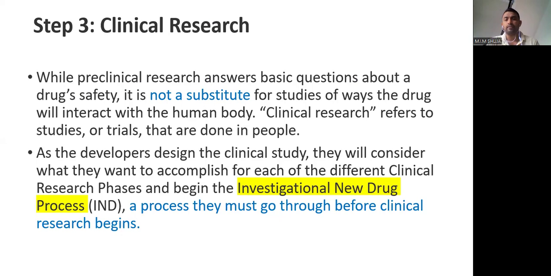So this process we call the investigational new drug process. It is a process they must go through before clinical research begins. As the developers design the clinical study, they will consider what they want to accomplish in each of the different clinical research phases and begin the investigational new drug process.